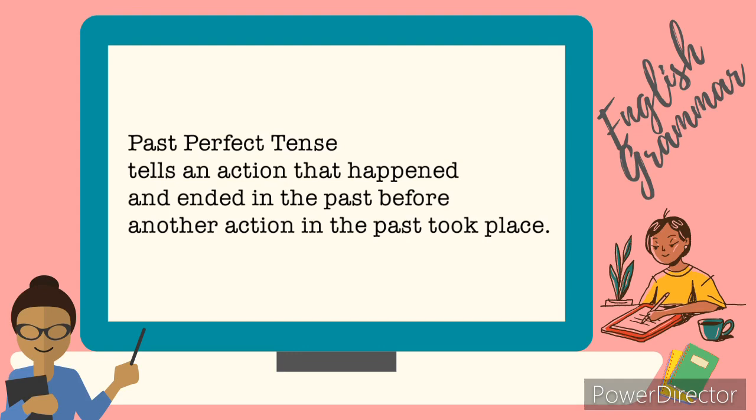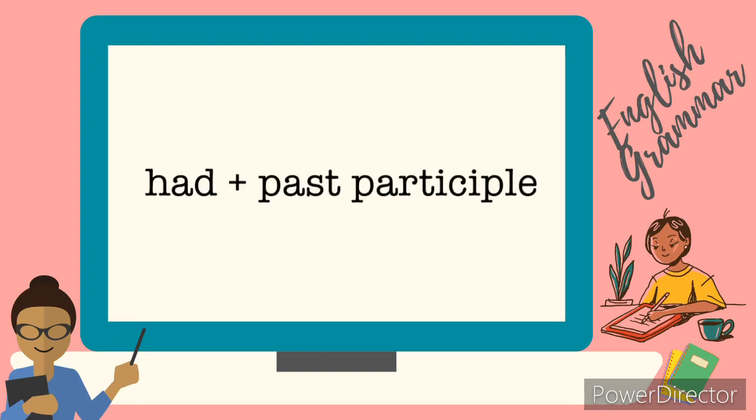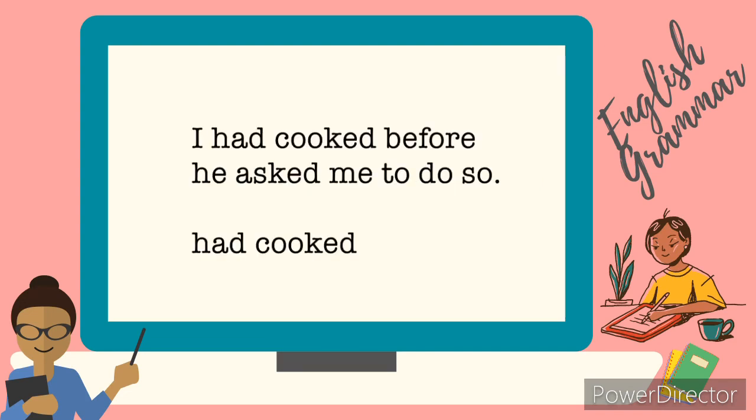Well, it tells an action that happened and ended in the past before another action in the past took place. The main verb, which is written in its past participle form, is preceded by the auxiliary verb had. For example, I had cooked before he asked me to do so. In this example, the past perfect tense of the verb is written as had cooked. See, it's a combination of had and the past participle form of the verb, cooked.